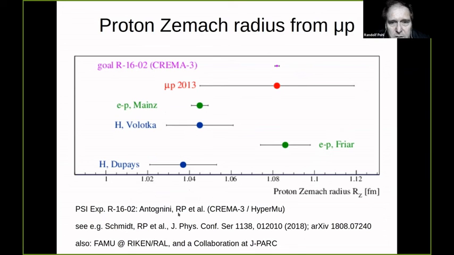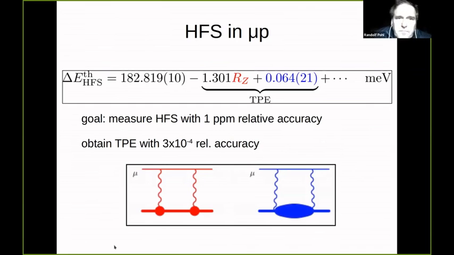And in fact, we're not the only ones. There is also a group at Rutherford Appleton Lab called FAMU, and there's a collaboration at J-PARC in Japan who are aiming for this. We have the same goal, but very different experiments, because this is a really difficult experiment. It's very difficult to detect the flip of a single muon spin in a target gas. So the hyperfine structure in muonic hydrogen is this QED part, and then you have these two photon exchange effects.